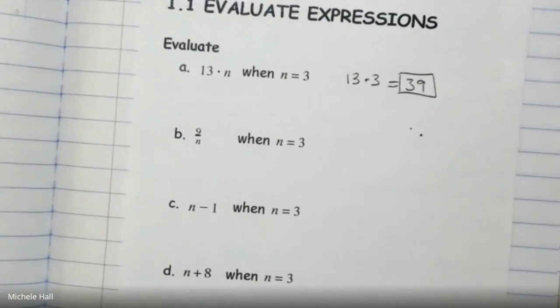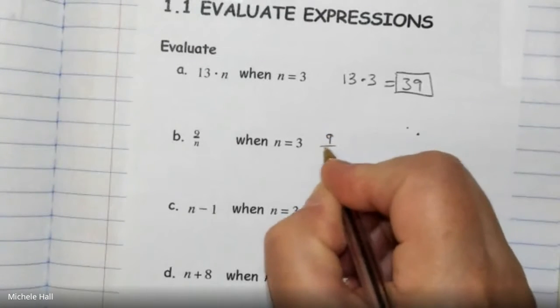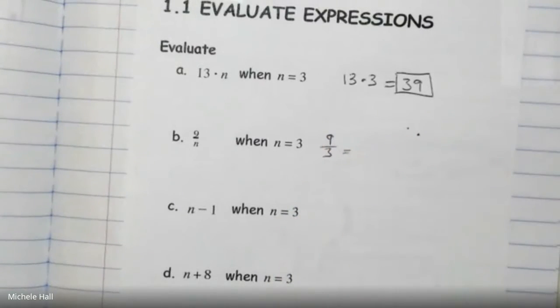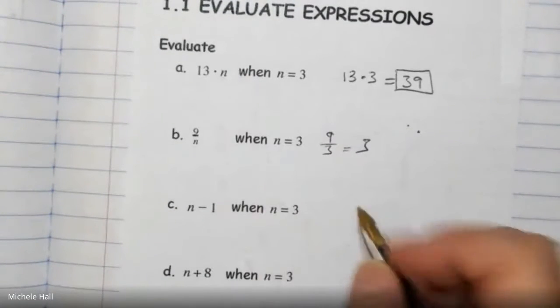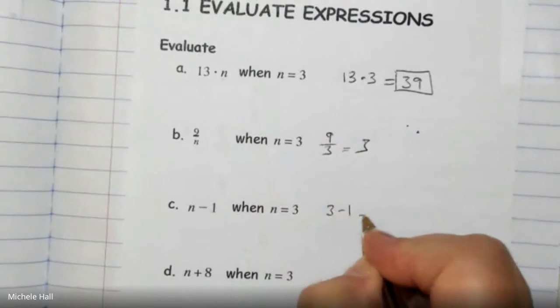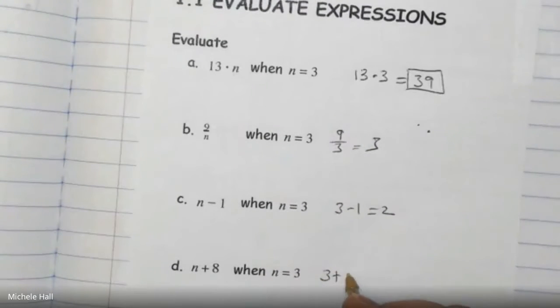It means division, and so we don't use the old elementary symbol anymore. We use fractions to represent division. I'm not going to insult anybody and ask them to say C for me, n minus 1. I really want to know if you knew those symbols. 3 minus 1, and then n plus 8 would be 3 plus 8.